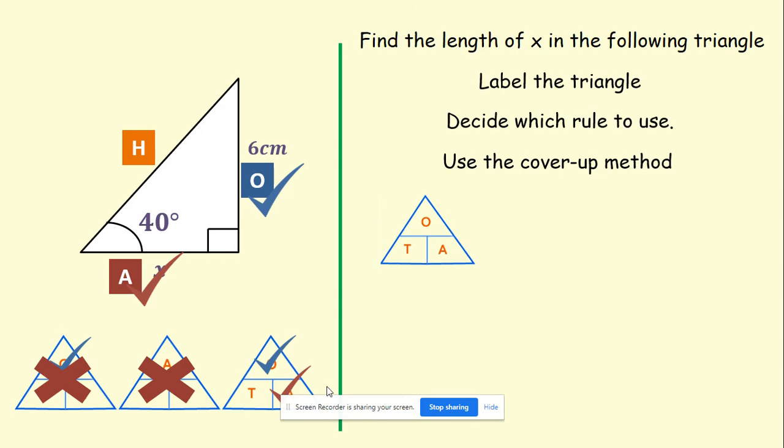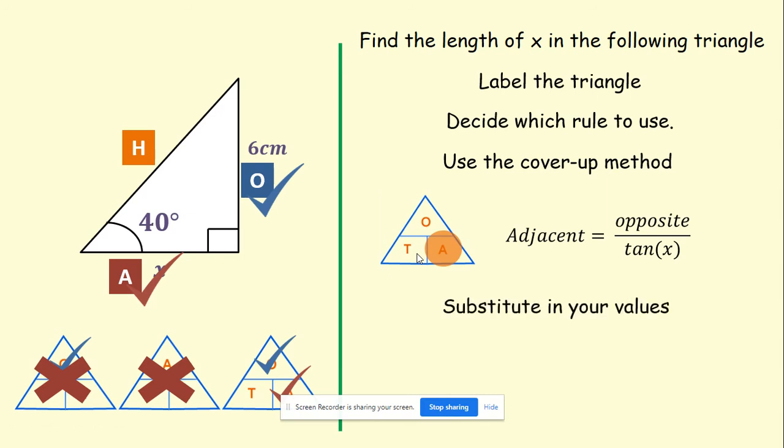And remember the cover-up method. What am I trying to find this time? I want this value here. So I'm going to cover up my adjacent in my triangle. Again, this is telling me what to do. I've got opposite divided by the tan of x. Okay, so we can substitute in our values. So the opposite was 6 divided by the tan of 40. That will give me my adjacent.